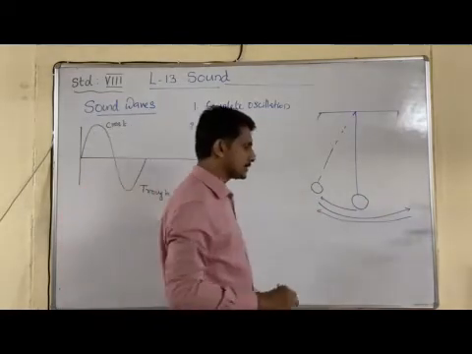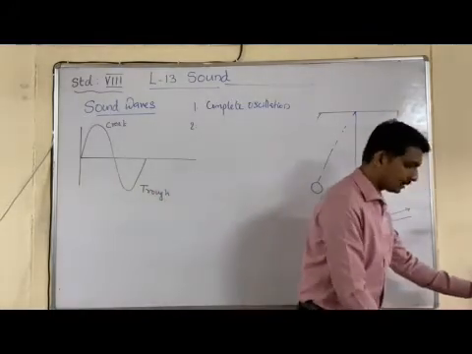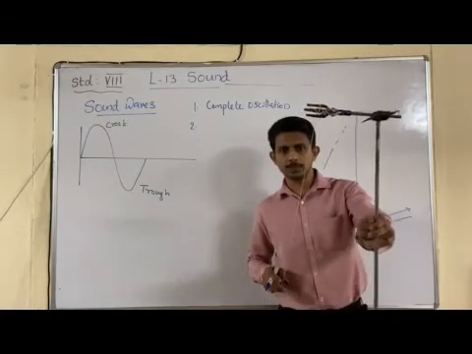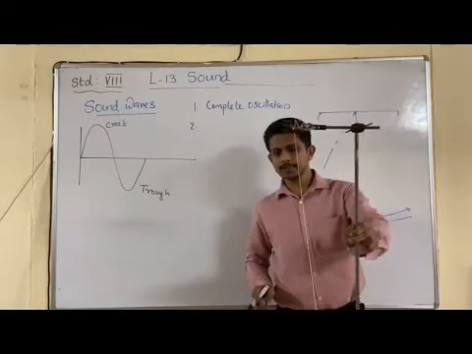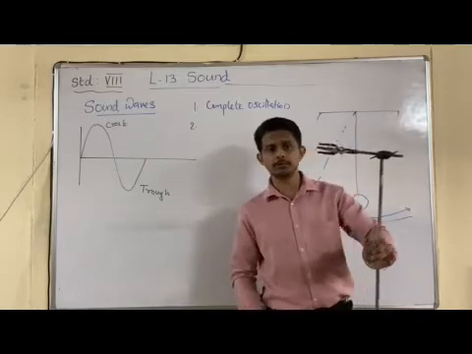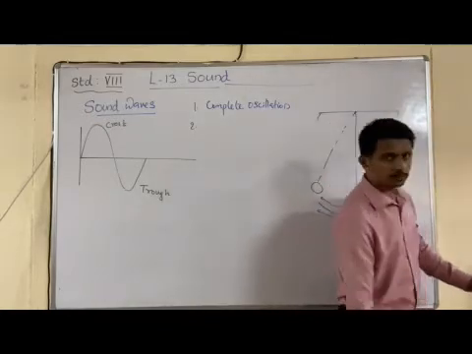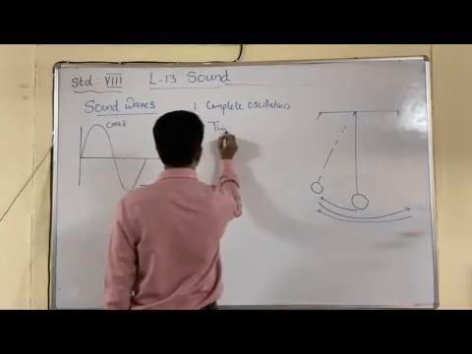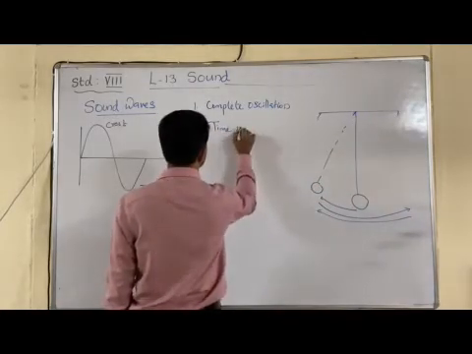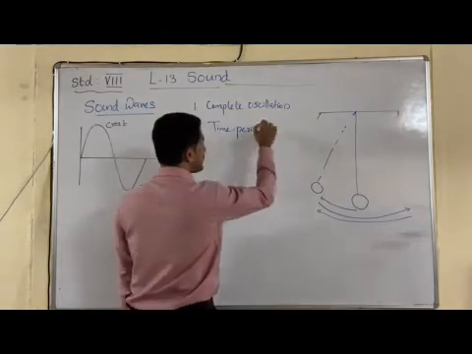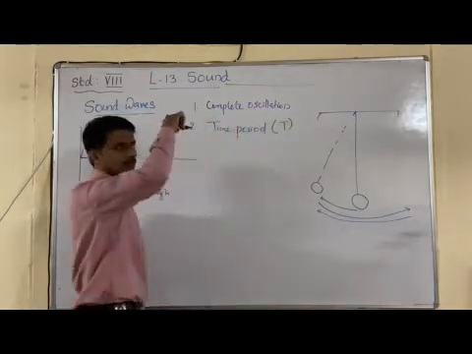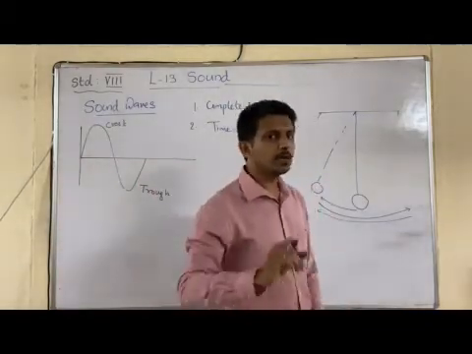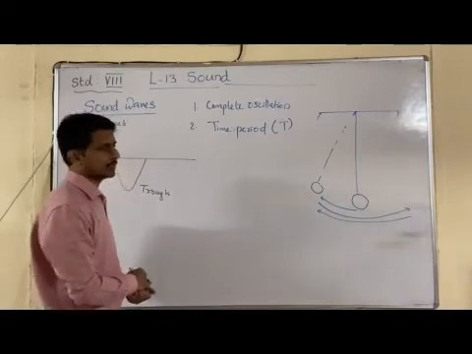Similarly, what is the time taken for this oscillation? One complete oscillation: we have taken this pendulum to one side, it goes to the other side, and again comes back to this same position. The time taken for this oscillation is known as the time period. Time period is represented by T. So the time taken by this pendulum to complete one oscillation is known as the time period.